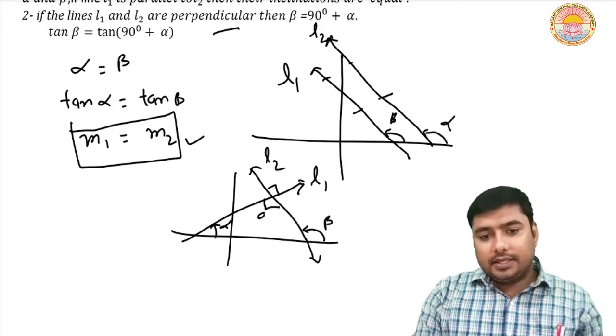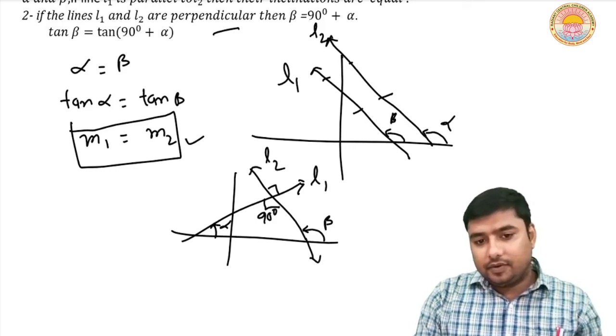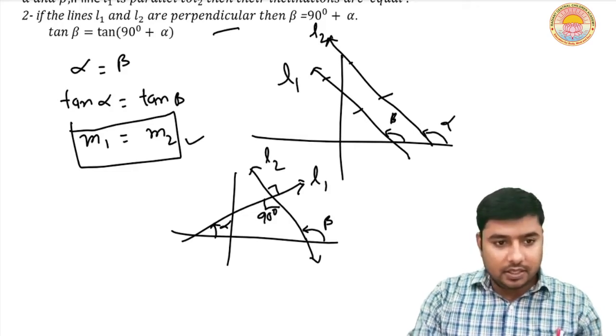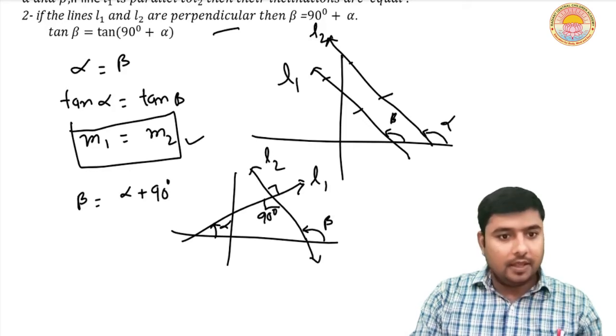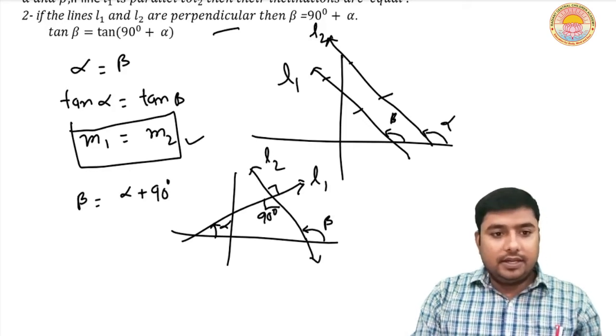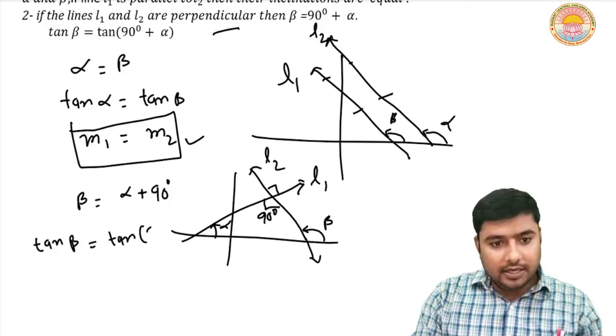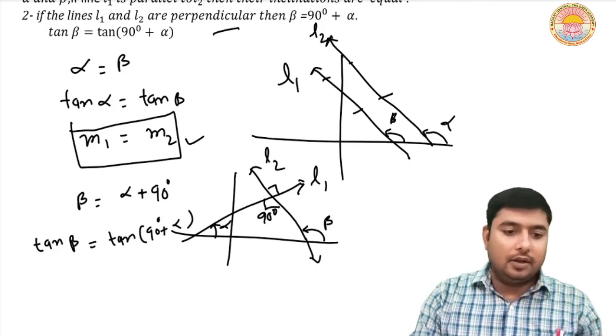Everyone knows this angle is 90. So the sum of two interior angles is equal to the exterior angle of the triangle. That means, by the triangle's property, beta equals alpha plus 90 degree. Now taking tan on both sides, tan beta equals tan of 90 degree plus alpha. What can we write?